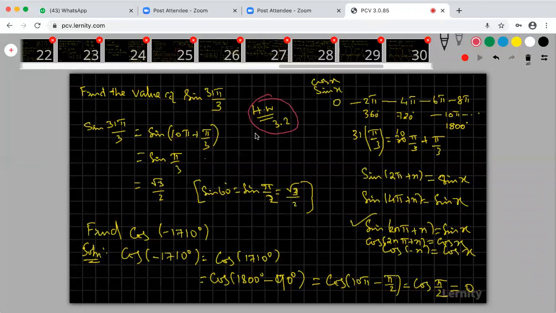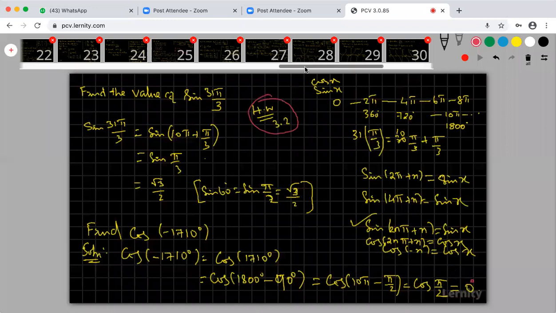Yes, 0 degree or 0 radian, both are the same. You can mention 0 degree and 0 radian. If you put only 0, this is 0 radian. If you put the degree symbol, that is 0 degree. Both are the same, and we can denote it as 0.